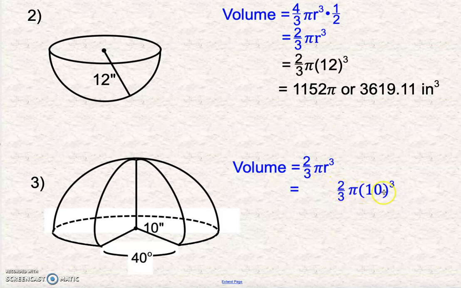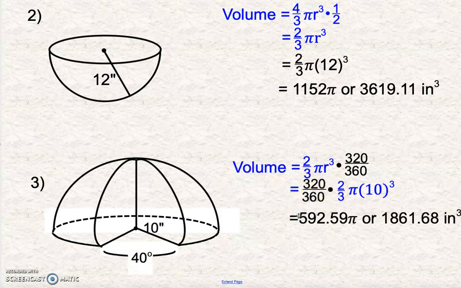So it's 2/3 pi times 10 cubed. But that's for an entire hemisphere. I've taken this slice out. So I've taken out a 40-degree slice. So if a 40-degree slice has come out, how much of that entire sphere is left? Well, I'm going to argue we're going to want to multiply that by 320 out of 360. There's 360 degrees in a whole circle, and we've taken 40 degrees out of it. So I need that scalar out in front. And when you do the multiplication, boom, that's what you get.